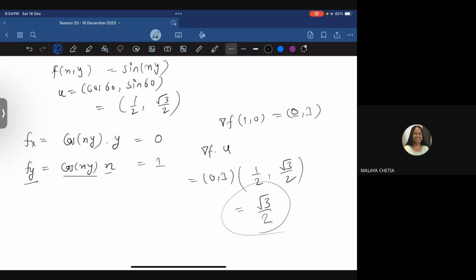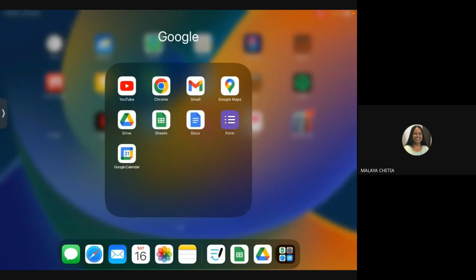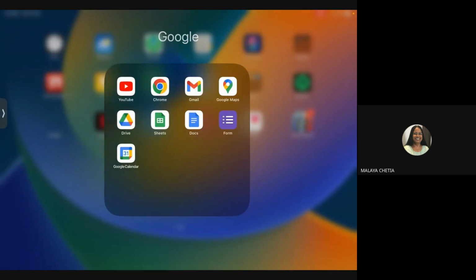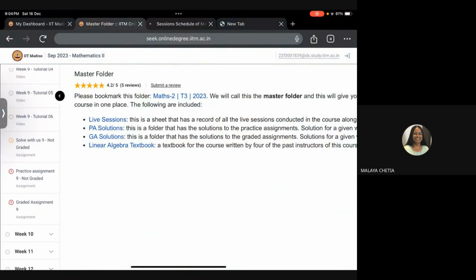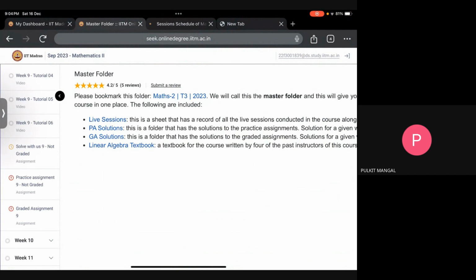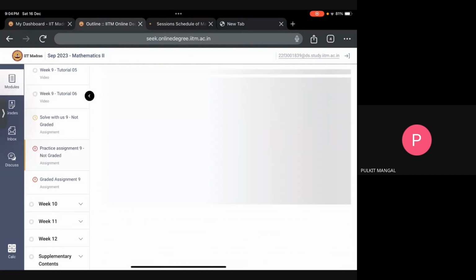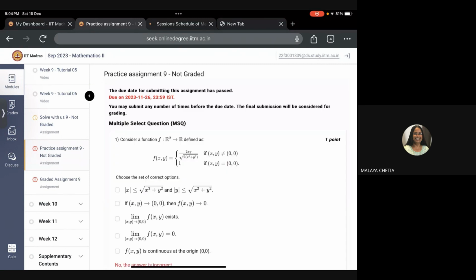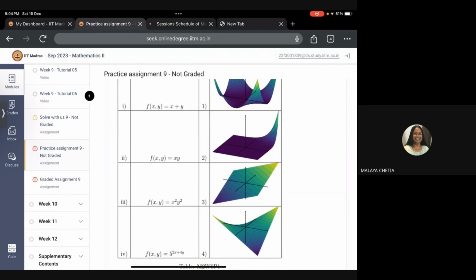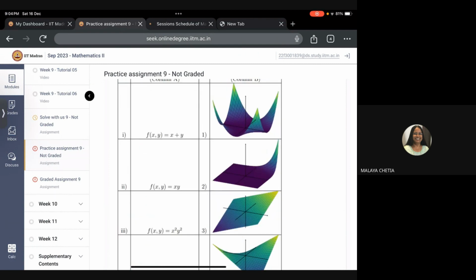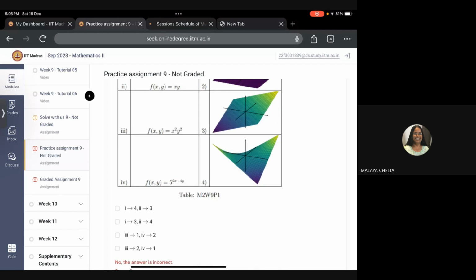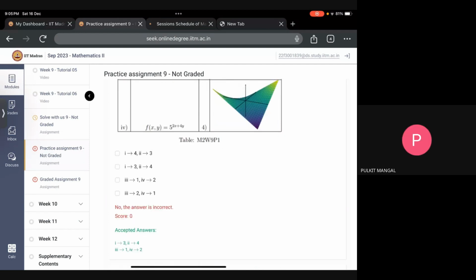Sir, can you open practice assignment 9, question number 3? Okay, practice assignment 9, about the graphs of the functions. Question 3, the plots are there. With respect to the equations, we have to find out which equation matches the plot. So what's your doubt here?